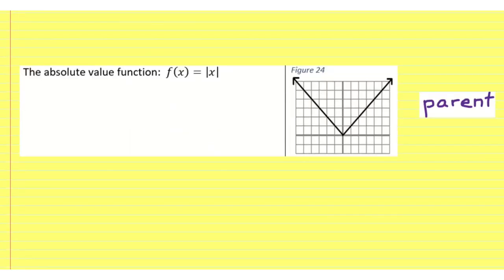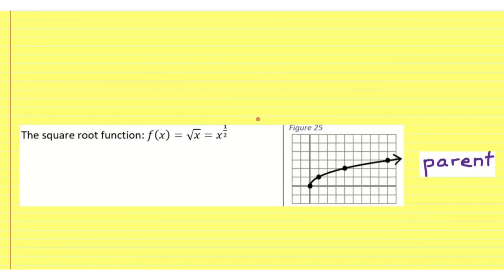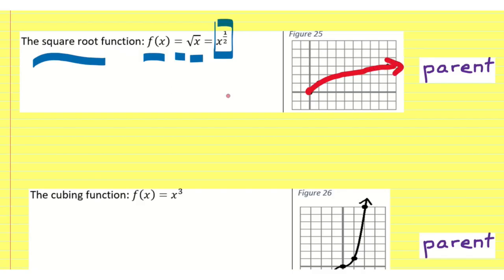What else do we have? We have an absolute value function. The absolute value function looks like a V, and as I said before, they always touch (0, 0) at the origin. This is f(x) equals the absolute value of x. We can also write that as y equals the absolute value of x. Okay, we have the square root function. The square root function, f(x) equals the square root of x, can also be written as x to the 1/2 power, and it starts at the origin, and then it goes to the right at a slight slope.